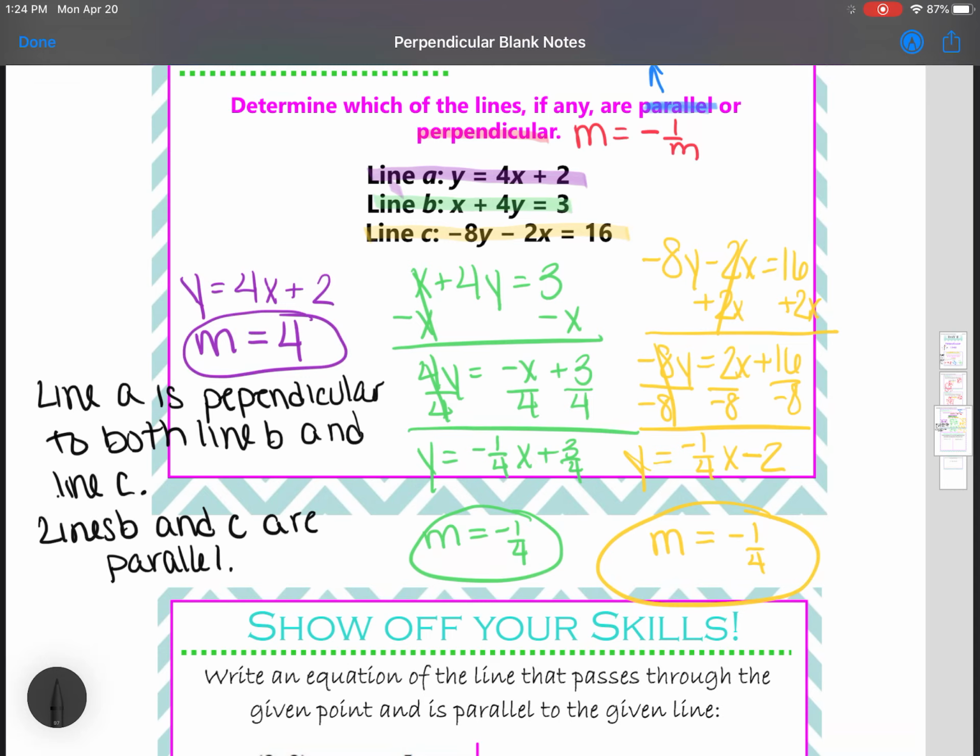So, two lines can be parallel. They can also be perpendicular to the same line. That's no problem, as long as if they're parallel, they have the same slope, and if they're perpendicular, they have negative reciprocal slopes. So it's okay that line A is perpendicular to both line B and line C. That's no problem at all. And it's okay that lines B and C are parallel.